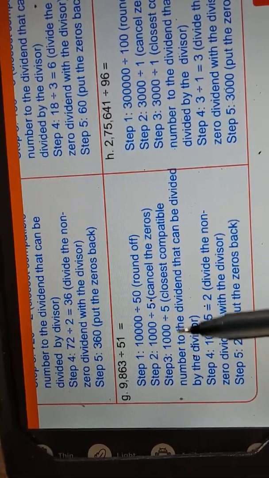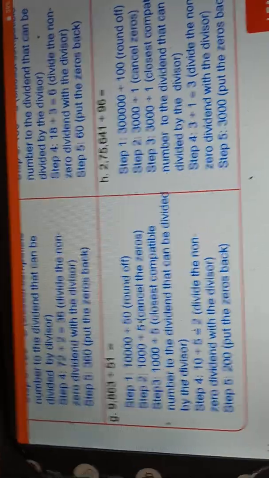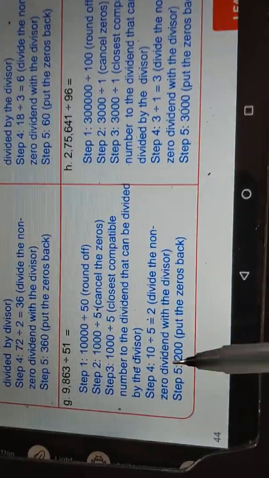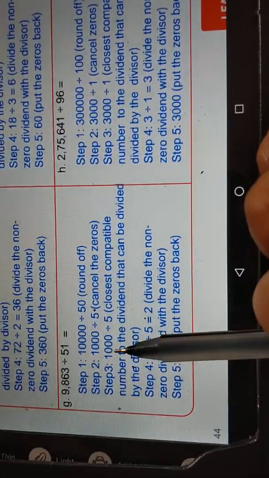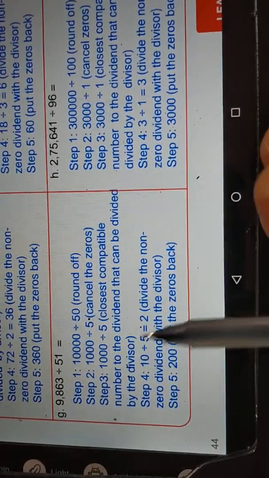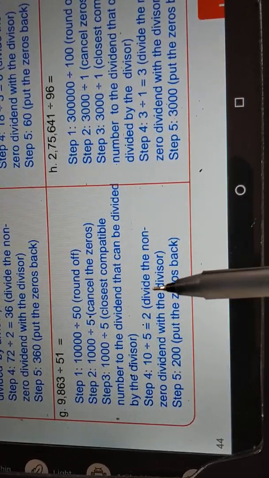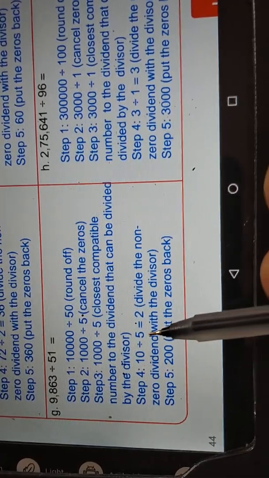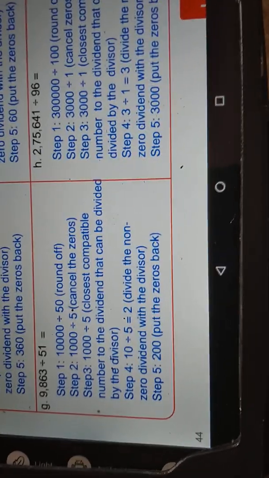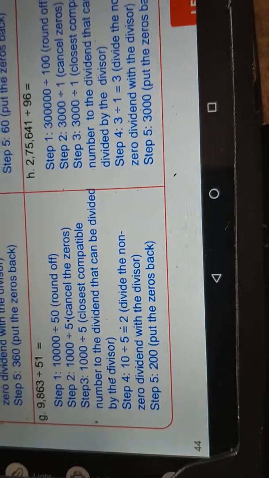Step number 3, 1000 divided by 5, we have to find the closest division. So closest division is 10 divided by 5. That means we have to cut the 2 0s here. So 10 divided by 5, so answer should be 2. 5 2s are 10. So divide the non-zero part with the divisor. So we'll get the answer 2.